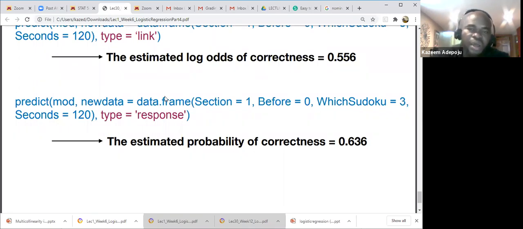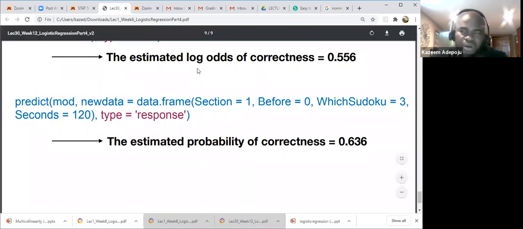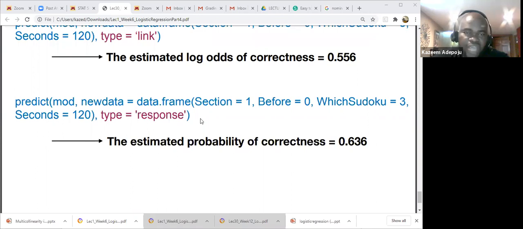Okay, let me check my chat. Somebody said, "What does the type mean here?" Oh, let me see. Type. Oh, the type is just talking about the response. The type is the response. That's a very good question.